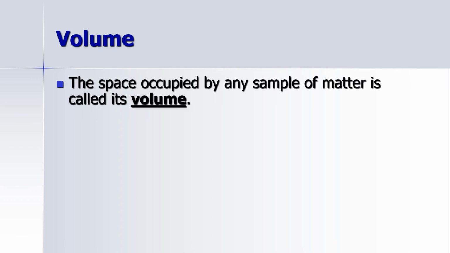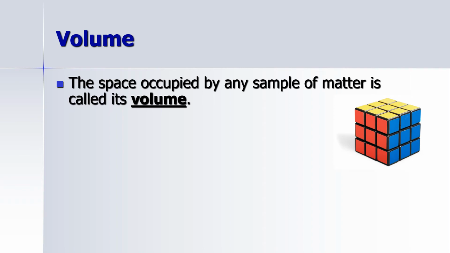So volume is basically how much space something is occupying. When we have this cube, just on your table, wherever it is, we are just trying to say how much space this Rubik's cube is occupying, and that is the volume of this cube.